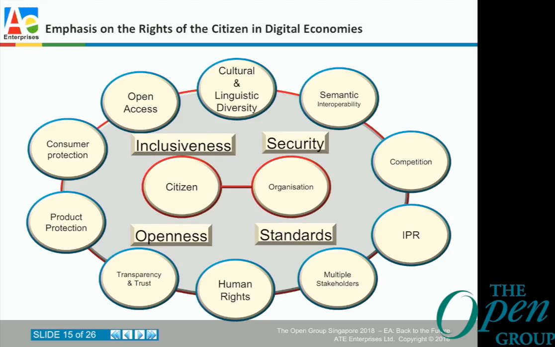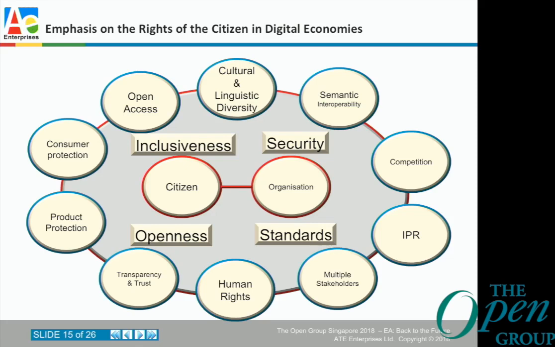Now, one of the things that hits you out of the G7, the G8, and the G20, and the World Economic Forum, and all these things, is the emergence of the digital citizen, right? The emphasis of the rights of the citizen in digital economies. So I have a number of areas that we've looked at. You know, consumer protection, obviously. GDPR in Europe, it's going to happen everywhere else in some form, shape. Product protection, transparency and trust. Multiple stakeholders working together. Human rights. Semantic interoperability, how we talk with each other, how we express things, how we trade, how we work with each other. And there is going to be increasing open access to capabilities.